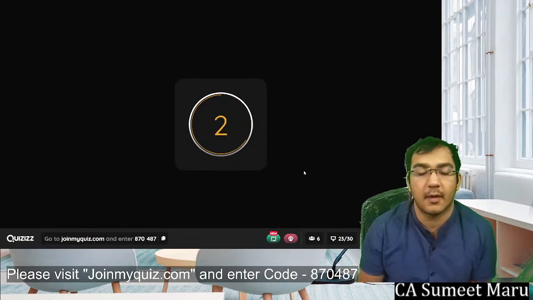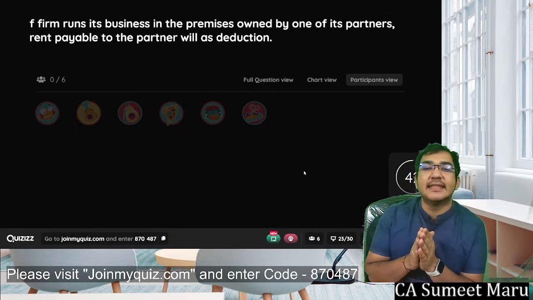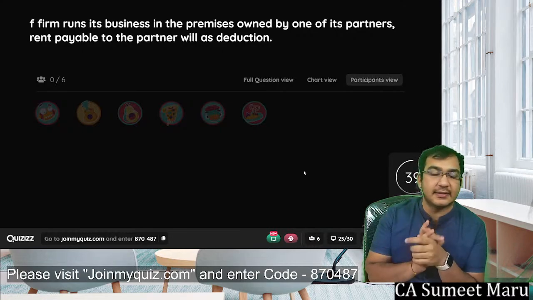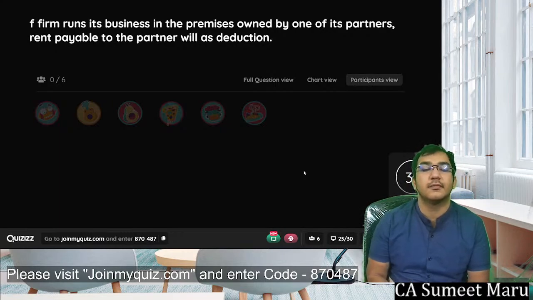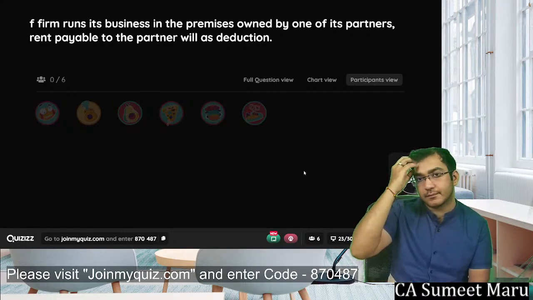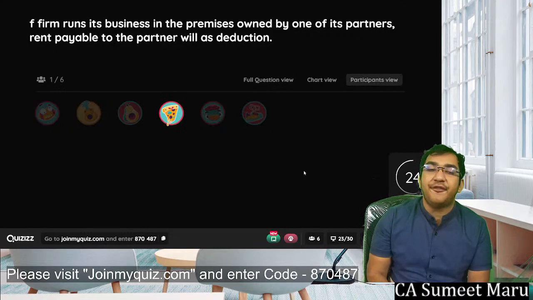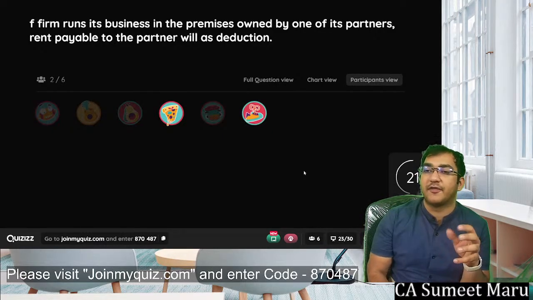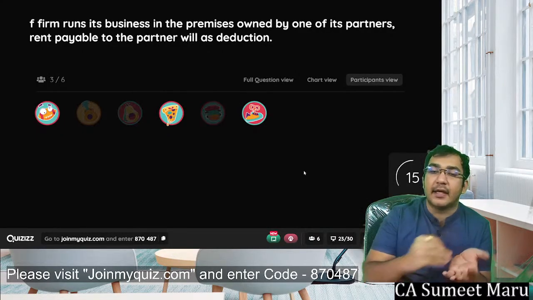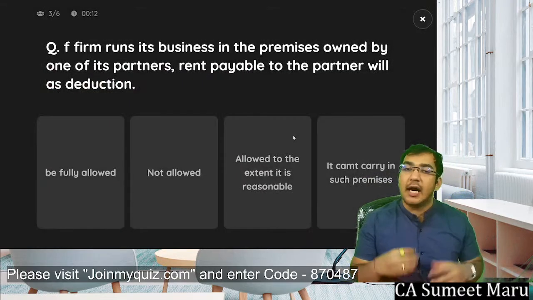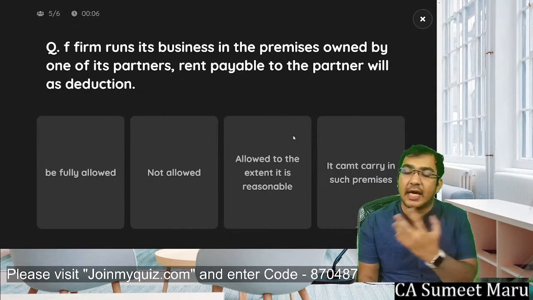Question number 23. Firm runs its business in the premises owned by one of its partners. Rent payable to partner will be allowed as deduction. So one partner owns the business premises where the firm is run. क्या जो business अपने partner को rent pay करेगी, is it allowed or not allowed? Allowed to some extent or can't be?